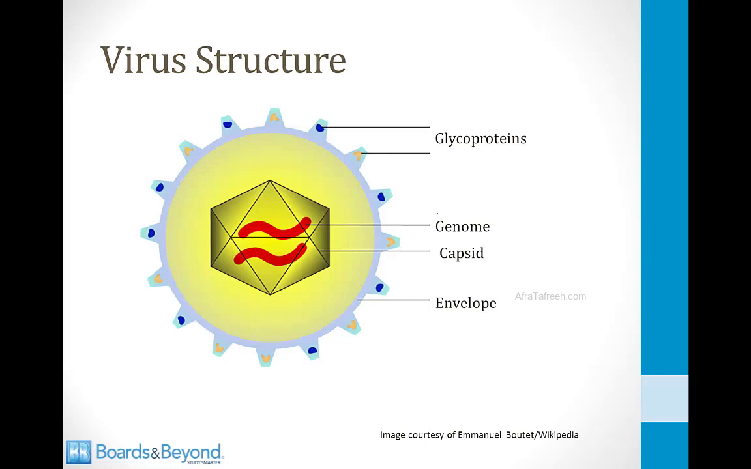So here's a picture of the basic structure of a virus. There are nucleic acids in the center, that's called the genome. Those nucleic acids are surrounded by a capsid, and then in this case the capsid is surrounded by an envelope. And then the envelope often contains glycoproteins, which are important for attachment to host cells and infection of host cells.